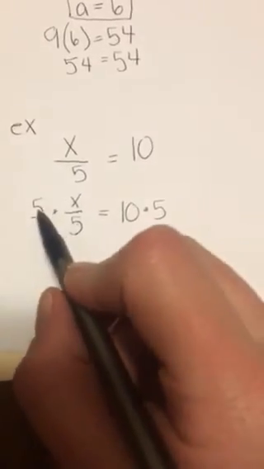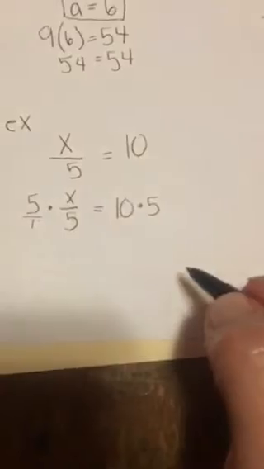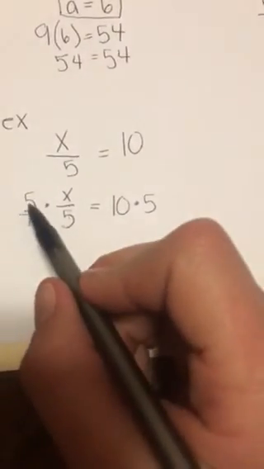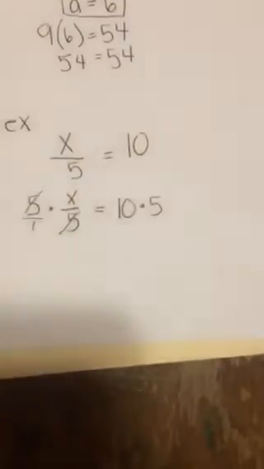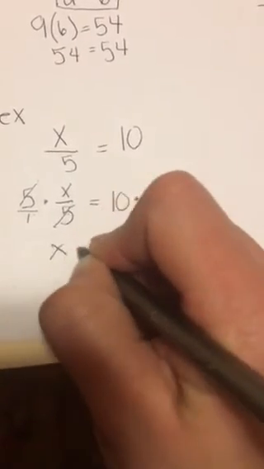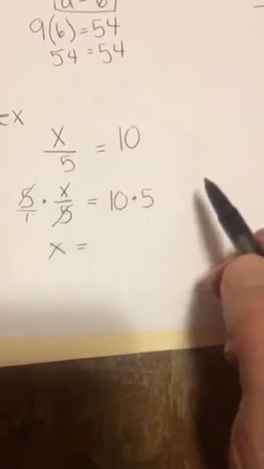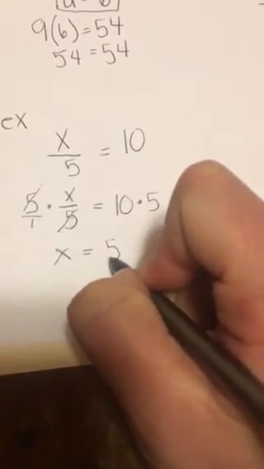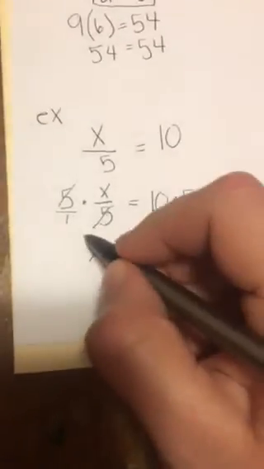So when I multiply by 5 here, this is like 5 over 1. Remember when we multiply, these are just going to end up canceling each other out. So I could just cancel those 5's out, and I'm left with x over 1, or just x here. And now I have 10 times 5 here, which is 50. So here's my solution.